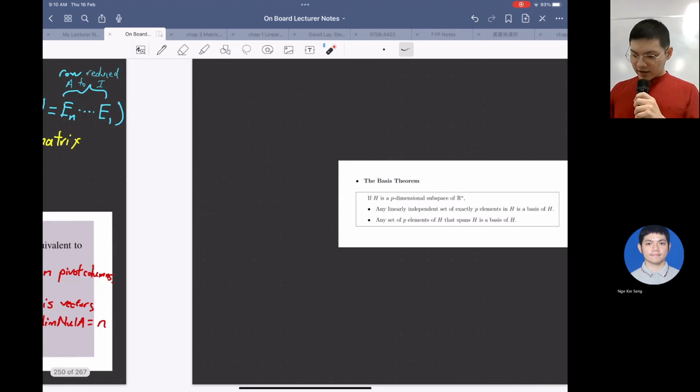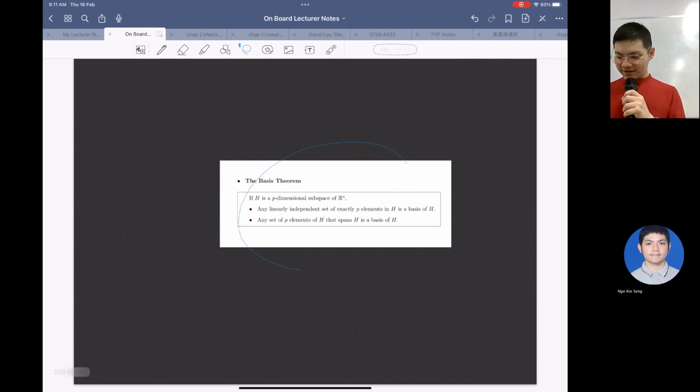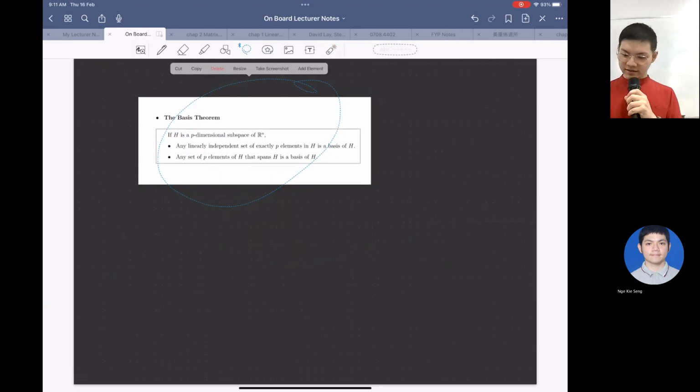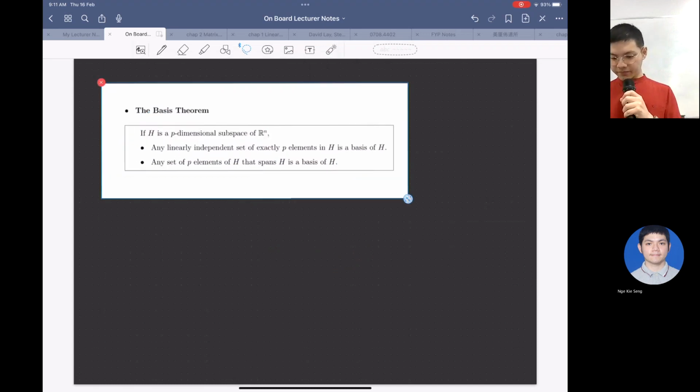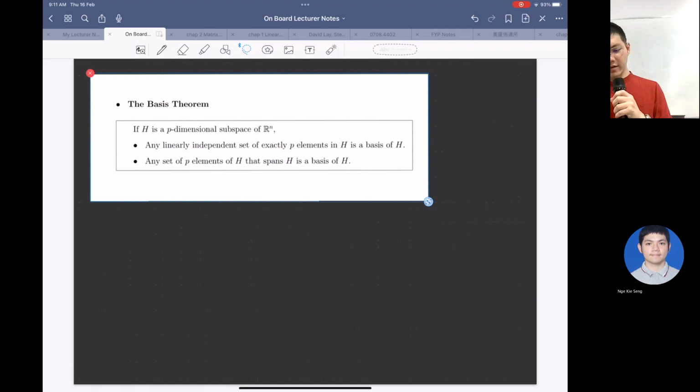Okay. Next, about the basis theorem, I thought about it a little bit yesterday. Yesterday we kind of skipped this. I want you to go back and think about it. I'm not sure how many of you wondered about this theorem here. So let me restate the theorem.